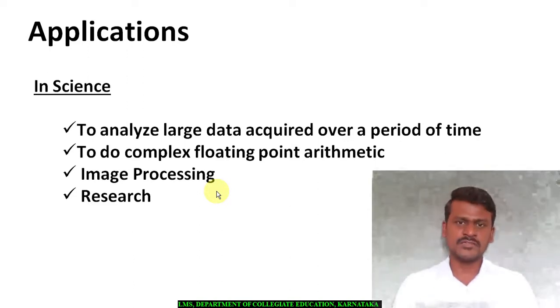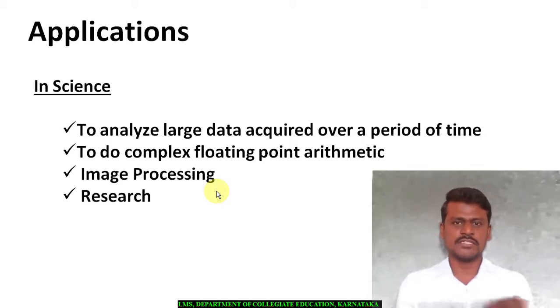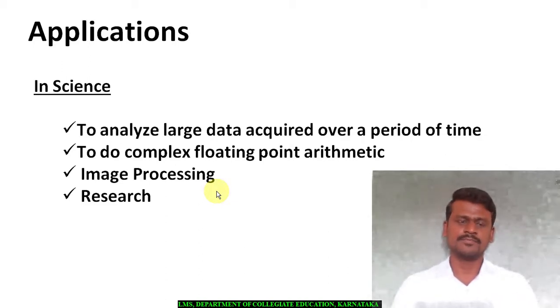Next is research purpose. You can use the computer in the science area for research in any category, right? In satellite research, rocket research, or any complex research, we can use the computer. So these are some of the applications in the science area.